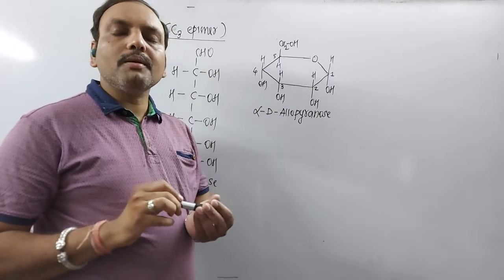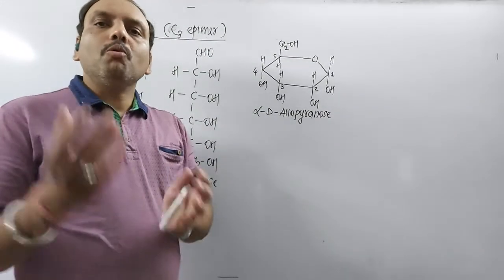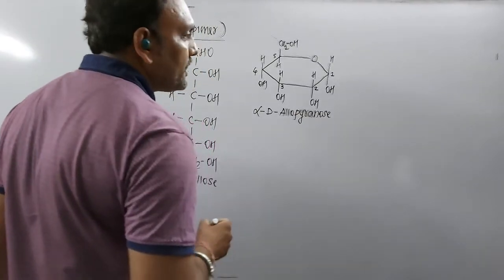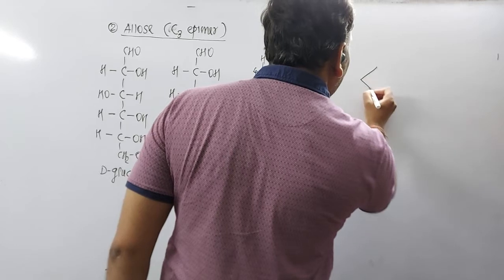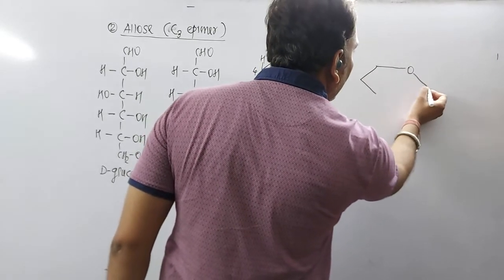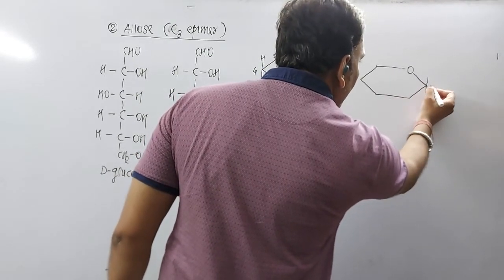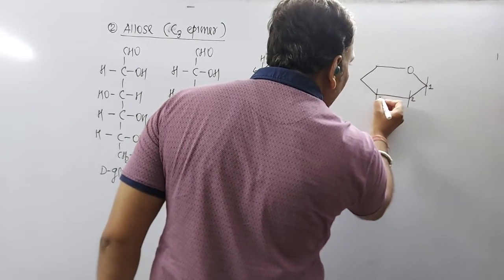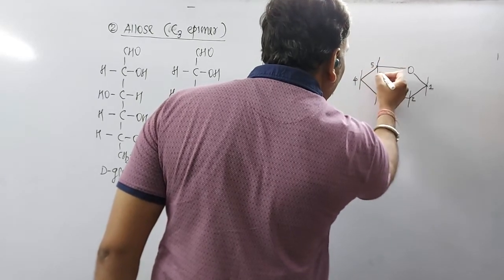Now how to draw the beta anomer of it? So in case of beta anomer, OH group is present on left side to the anomeric carbon. So let's draw the beta anomer right here. In order to draw the beta anomer, we need to draw the six-membered heterocyclic ring in this manner. And carbon connected to the oxygen is anomeric carbon, which happens to be the first. This is second. This is third. This is fourth. And this happens to be the fifth carbon.